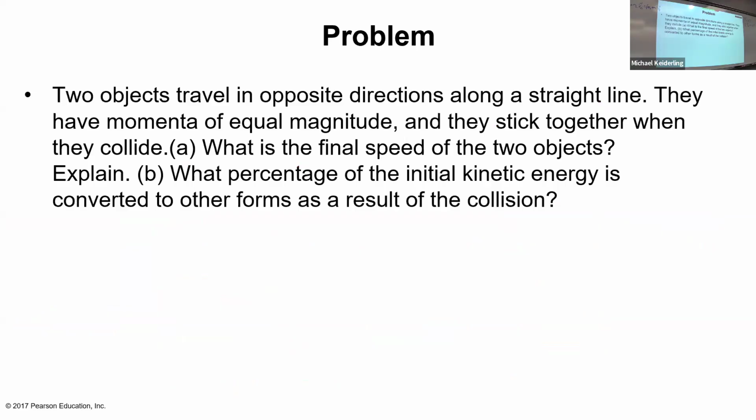So two objects travel in opposite directions along a straight line. They have momenta of equal magnitude and they stick together when they collide. What is the final speed of the two objects? And what percentage of the initial kinetic energy is converted to other forms as a result of the collision? I'll give you a couple of minutes to think about this. Both objects have momentum of equal magnitude, but are traveling in opposite directions.